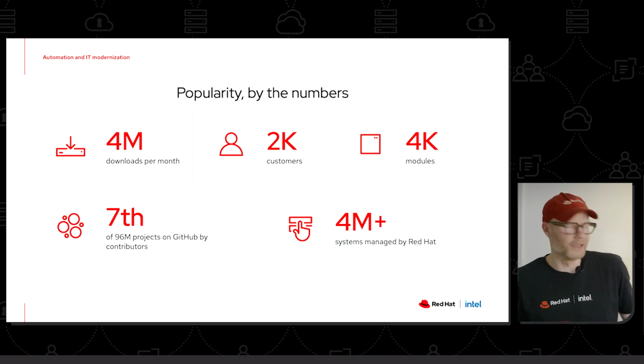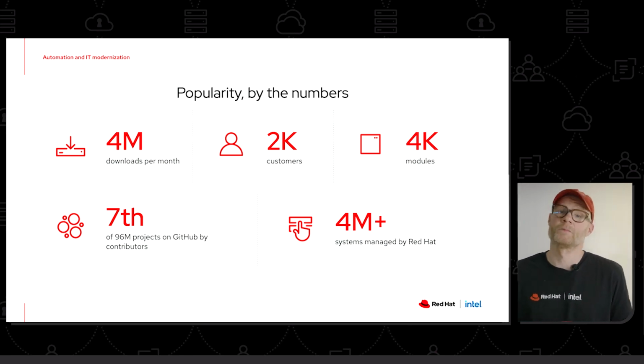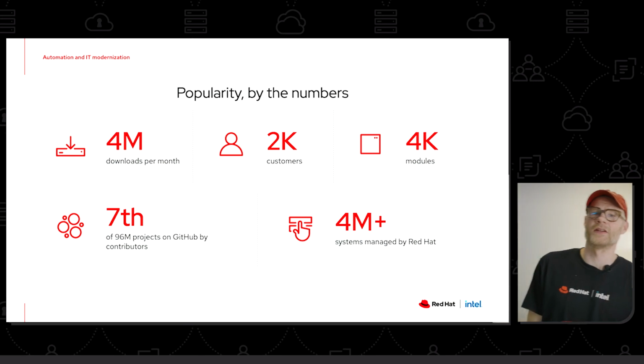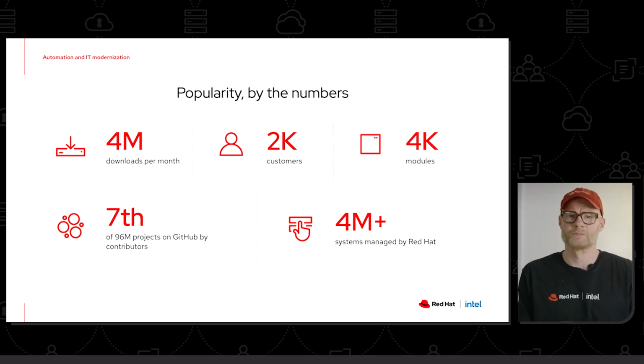So how popular is Ansible really? Well, the Ansible upstream project is downloaded from GitHub about 4 million times a month. It's also the 7th largest project on GitHub when it comes to contributors. And from a Red Hat perspective, Red Hat Ansible Automation Platform manages more than 4 million systems for our customers.